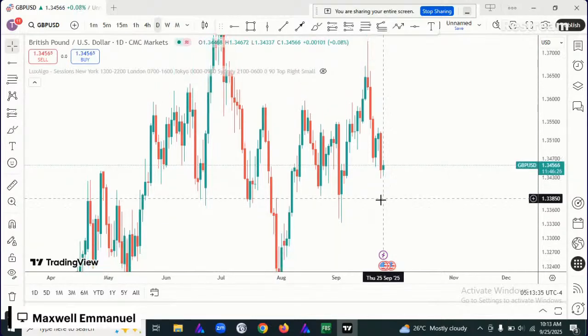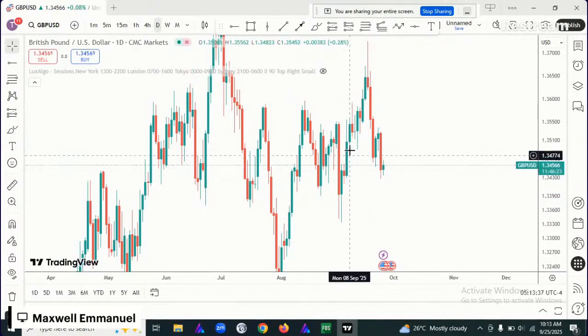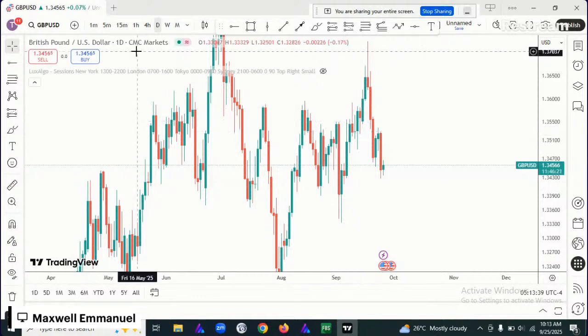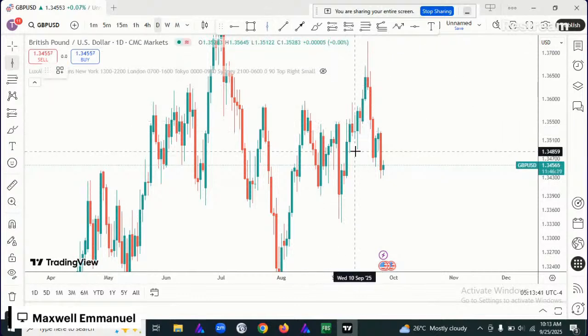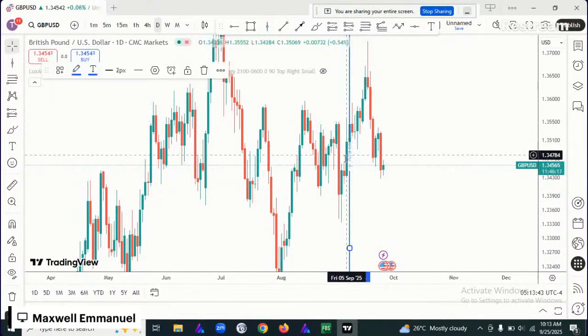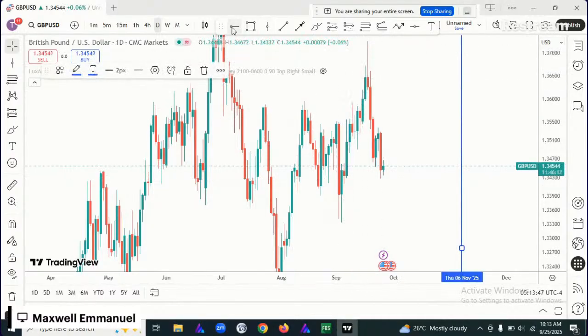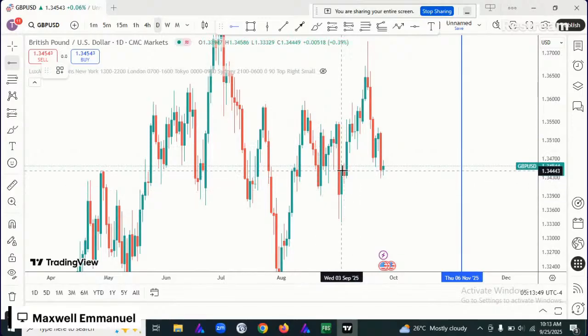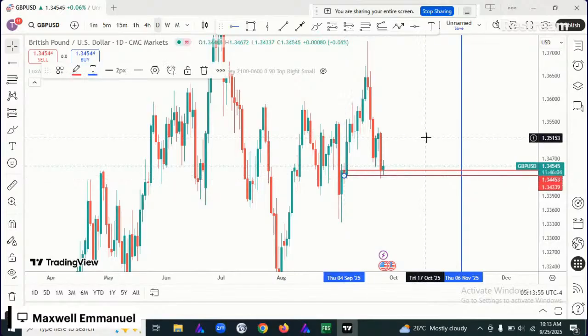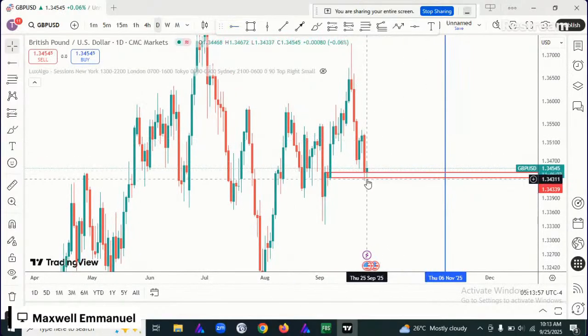Price pulled back. We had this fair value gap here. We had this support zone. Price pulled back to this support zone, and you can see the market is currently trading above this zone. So this is a buy setup.